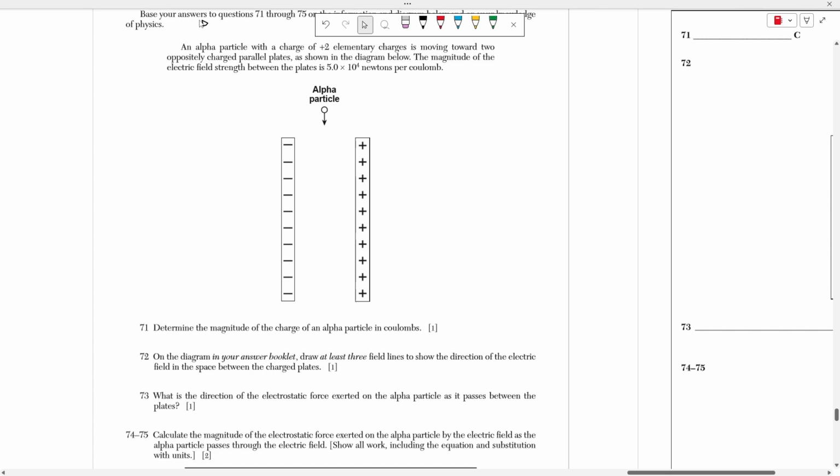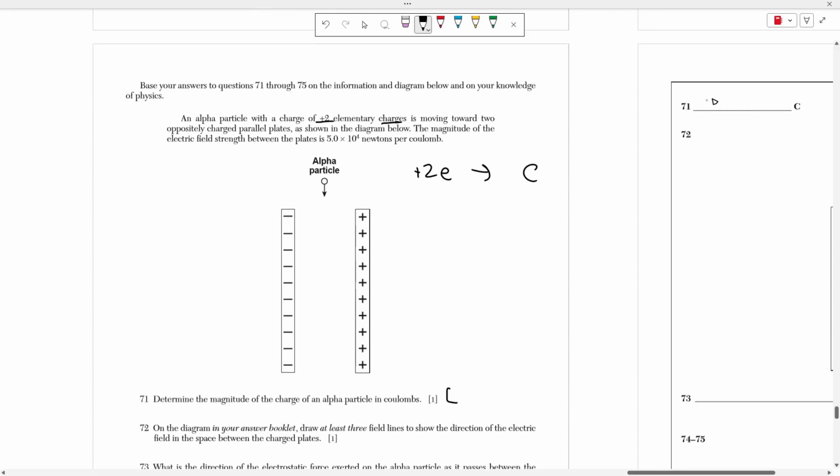So I know that the alpha particle has a charge of +2 elementary charges, right? So I want to go from +2 elementary charges, which is E, all the way to coulombs, which is C. And just a quick note, whenever they say determine, and they don't put in brackets show work including substitution with units, you don't have to show your work, okay? So you can do this wherever you want. You don't have to show work up there.